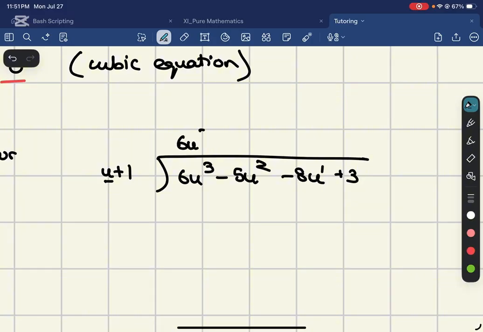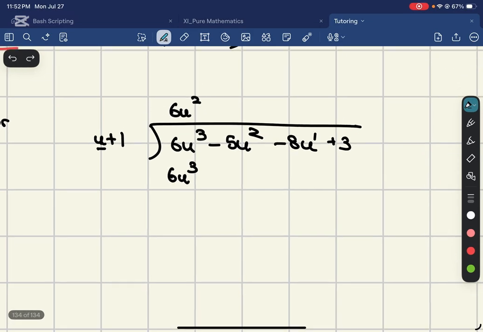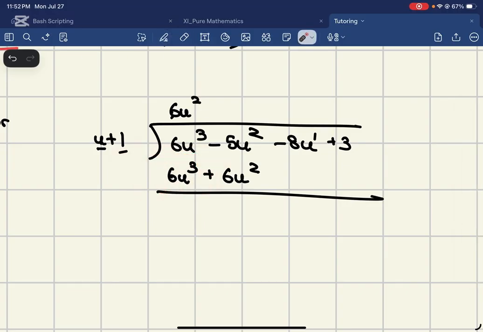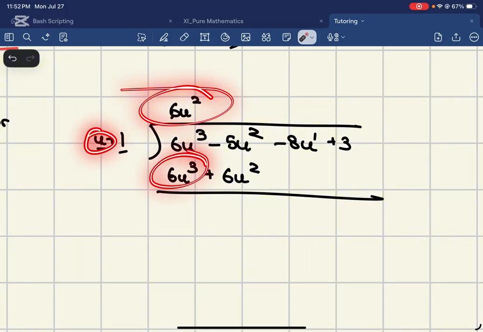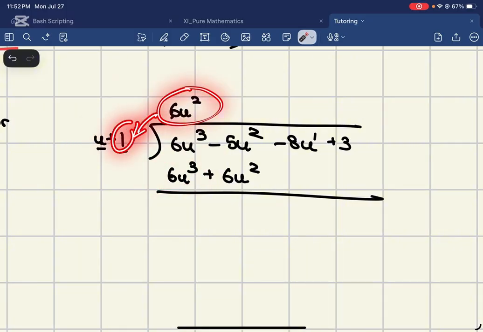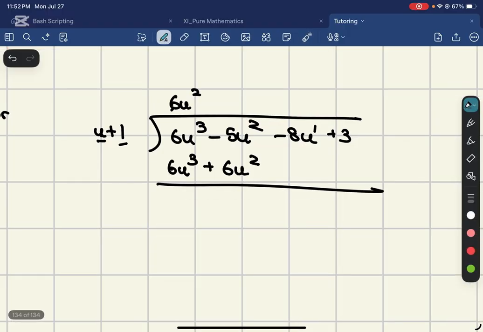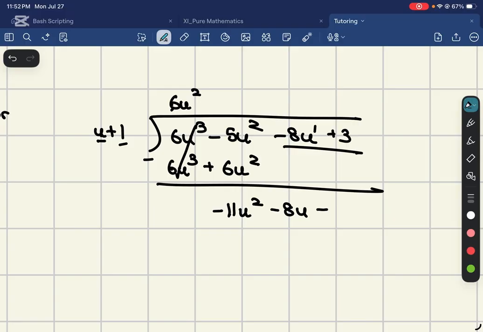So if you think about it, u times 6u squared will give me 6u cubed. So that means that this term is correct. All right. And now I have to multiply 6u squared with my other term as well, so plus 6u squared. So I need to multiply 6u squared with u to get the first term, and then I shouldn't forget to multiply this with 1 as well. All right. So now I do a simple subtraction. 6u cubed minus 6u cubed gives me 0, minus 5u squared minus 6u squared is minus 11u squared. And then I drop everything down, minus 8u plus 3.